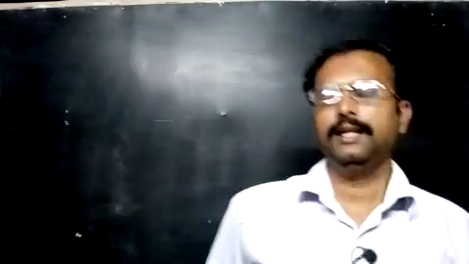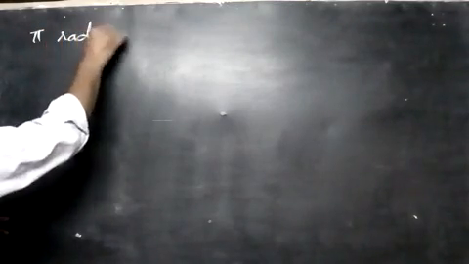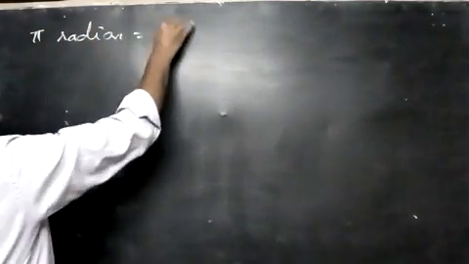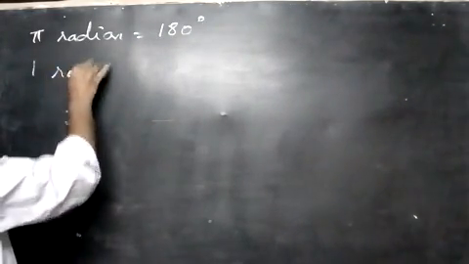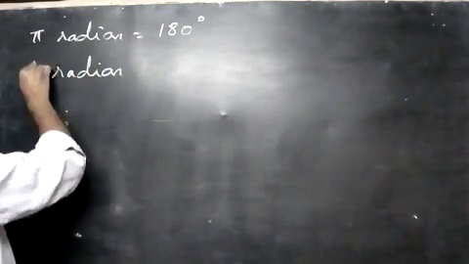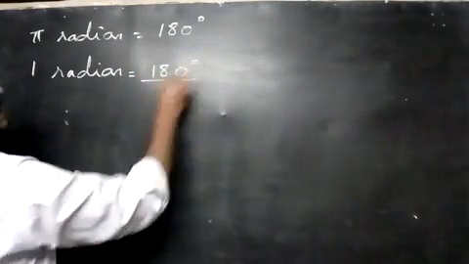Let us now see how to convert radians into degrees. I'll write it down for you. Pi radians is equal to 180 degrees. So this is the value of pi radians. Now, what is 1 radian? Pi is done, you bring it down, so we get here 180 degrees divided by pi.